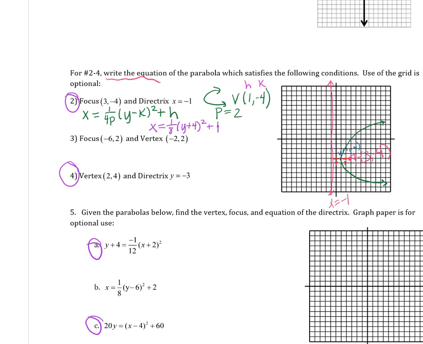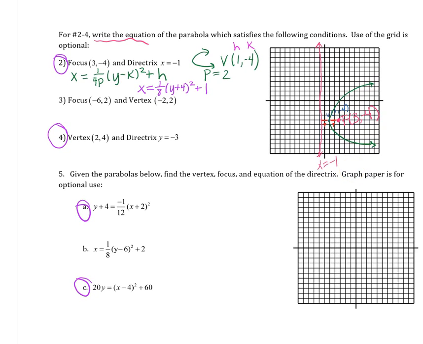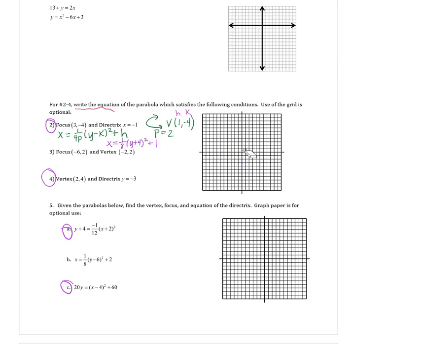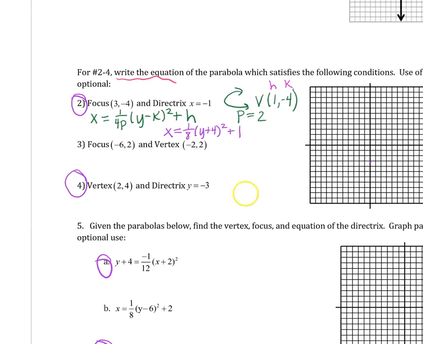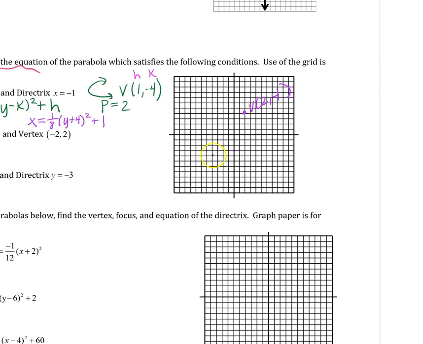All right, so if I go down to 4 now, I'm just going to clear this off because I just want a clean slate here. Okay, so if I look at problem 4, I have a vertex at 2, 4, and a directrix at y equals negative 3. Whoa, that's terrible.